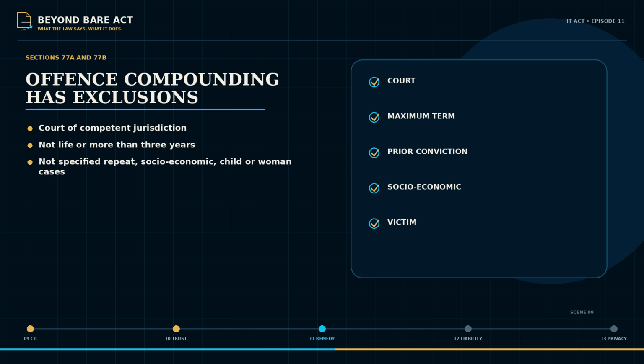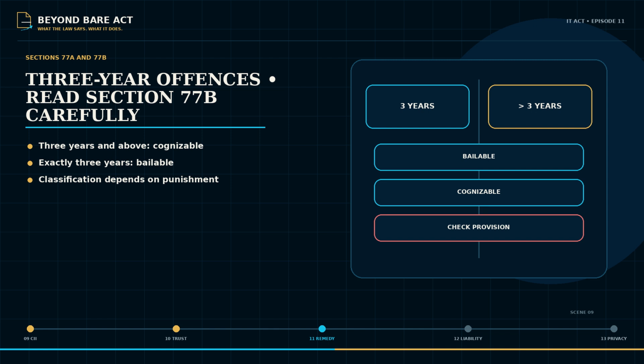Section 77B then supplies a classification rule that is frequently paraphrased badly. Notwithstanding the Criminal Procedure Code, an offence punishable with imprisonment of 3 years and above is cognizable, while an offence punishable with imprisonment of 3 years is bailable. The exact maximum term in the charged provision therefore matters. Do not say that all IT Act offences are bailable, or that every cognizable offence is non-bailable.